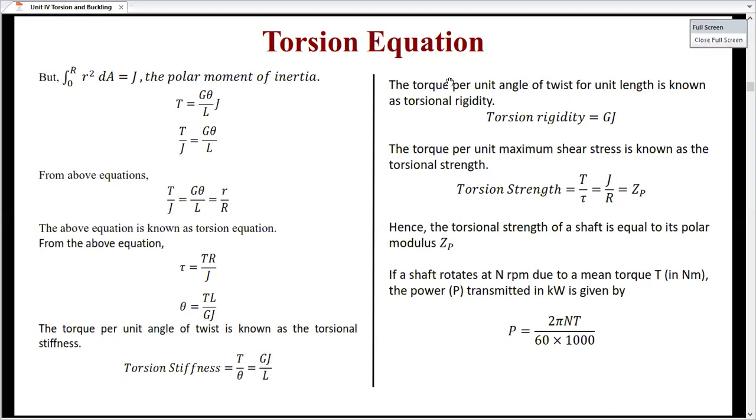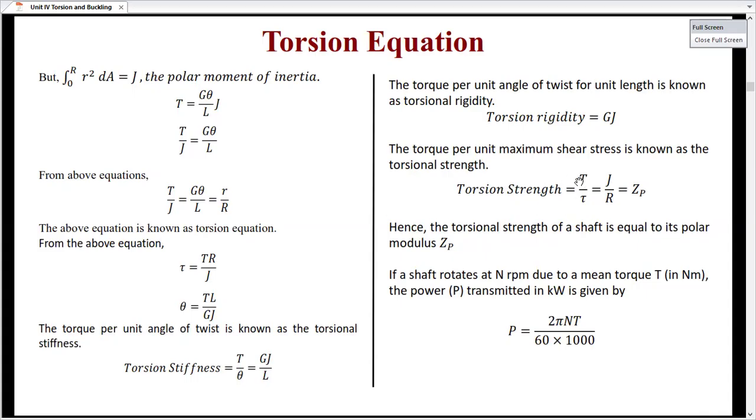Now we have two more terms, torsional rigidity and torsional strength. Torsional rigidity is the product of G into J, that is, torque per unit angle of twist. If you consider torsional stiffness, T by theta is GJ upon L, so we can determine torsional rigidity as the product of G and J, the modulus of rigidity and polar moment of inertia. Torsional strength is torque per unit maximum shear stress.